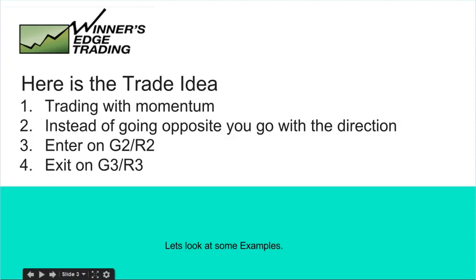So if we take a look at this idea here for the trade, you're trading with the momentum of the price that's already going. And instead of going in the opposite direction, you go in the direction of the momentum. Whereas with the G3 and R3, you're exiting at the peak and you're expecting a reversal. But instead of a reversal, we're going to go with the direction of the momentum. And so the basic setup is you enter on a G2 and an R2, and then you exit on a G3 and R3. So let's go ahead and take a look at some examples here.